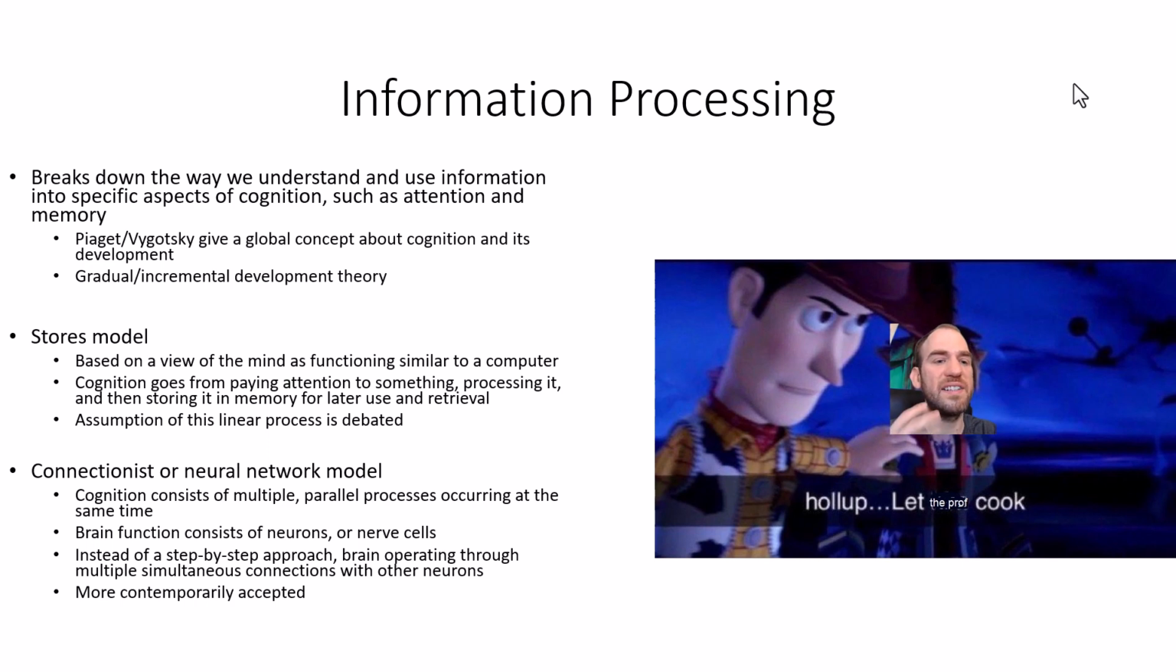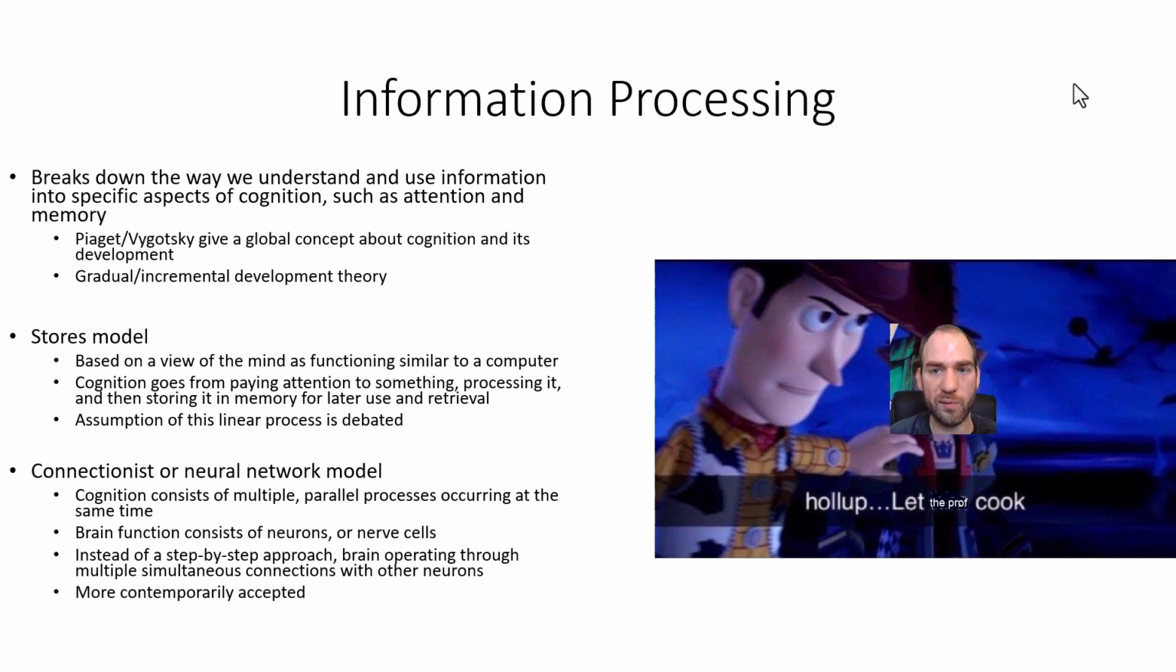So the idea of this theory is that Vygotsky gave these global conceptual understandings of development. Here we want to get into the nuts and bolts of this situation. How can we break down development through specific parts of cognition, such as attention and memory? And again, beginning with the Stores model approach, this is the idea of the brain as a computer, which has largely been rejected through time.